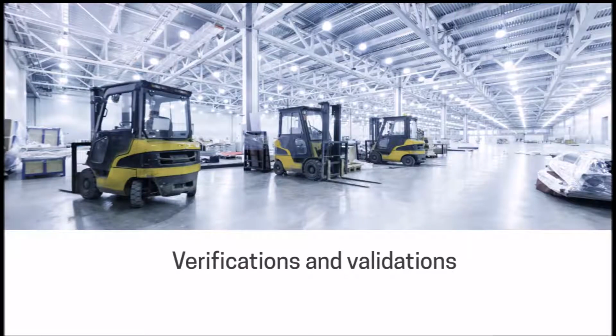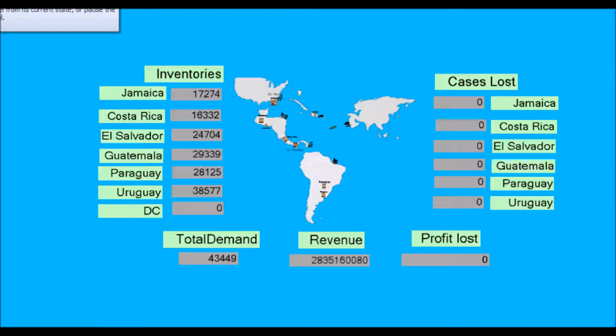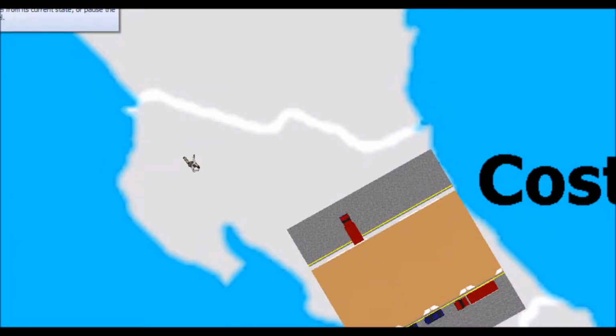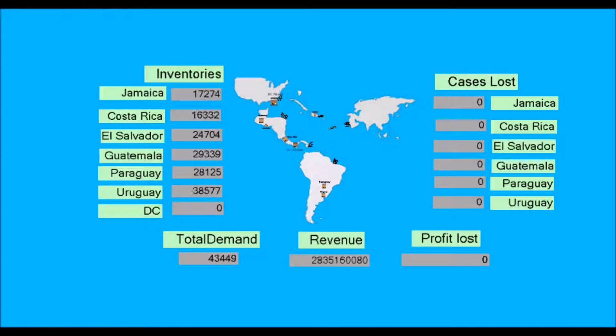Verifications and validations. To be sure that the model actually works, some validations and verifications have been made. As you can see in the model, the logic is evaluated with the colors and animation of the entities. As you can see, the entity person is just entering the input node of the servers of the country. The entity cases travel only where they are supposed to travel, as do the entity shipments.